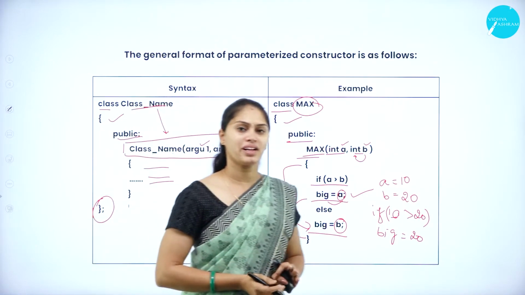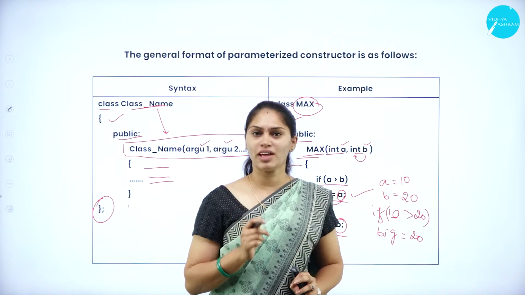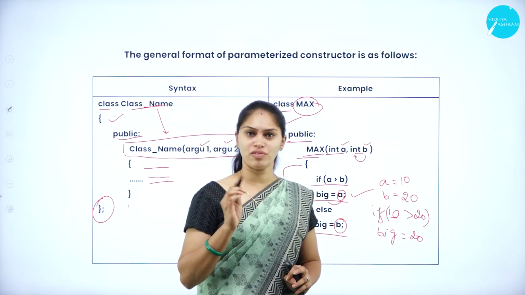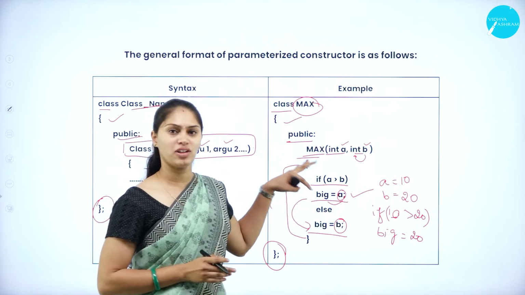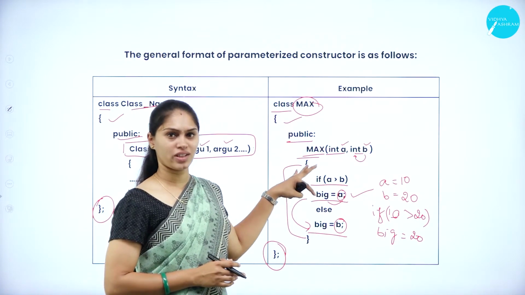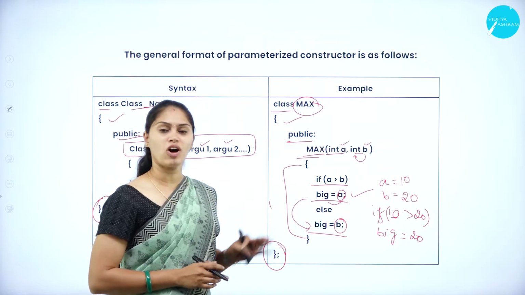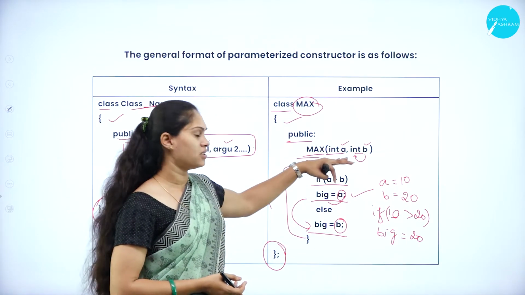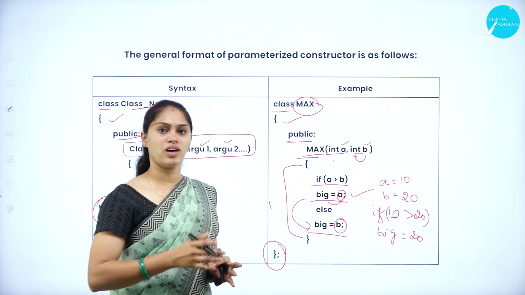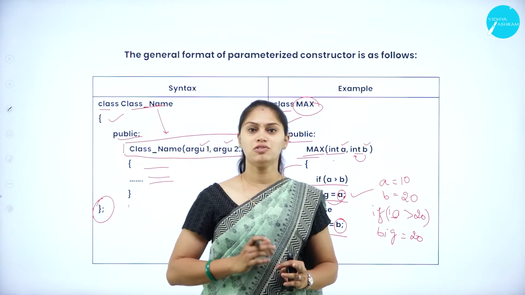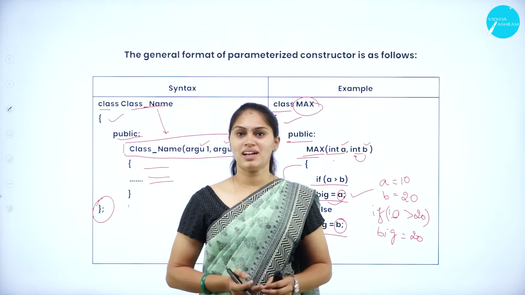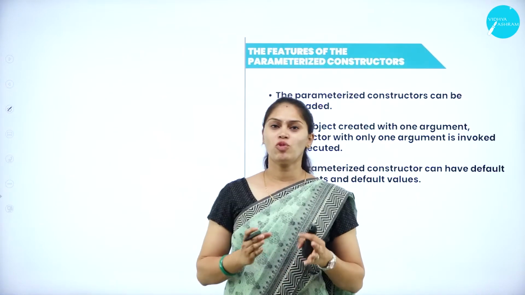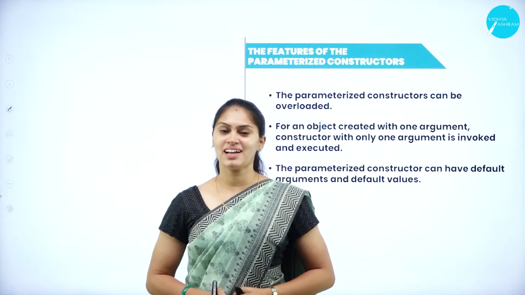So why do we require a constructor mainly? Mainly to initialize the data variables of a class. So which are the data variables that I have? A and B. I am going to initialize those data variables with values, and it will be called automatically when it finds a particular match for the function. Getting? So this is nothing but a parameterized constructor.